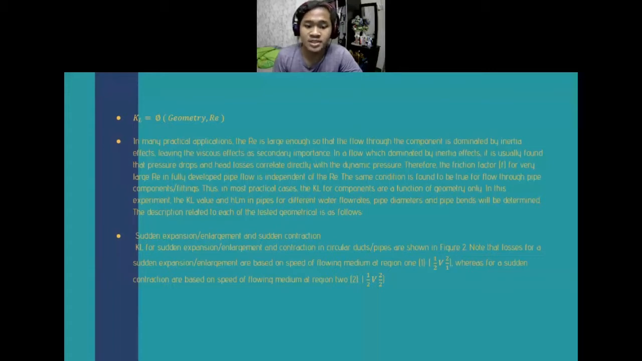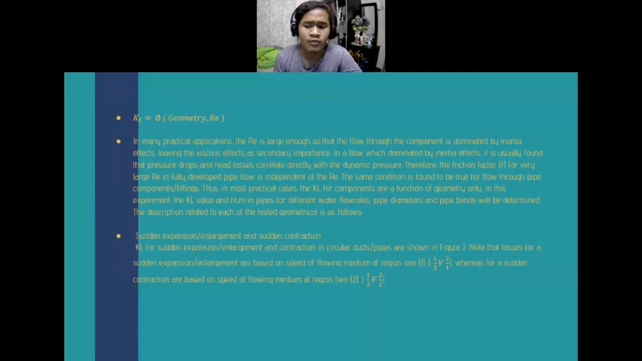Thus, in the most practical case, the KL for the component is a function of the geometry only. In this experiment, the KL value and SLM in pipe for the different water flow rate, pipe diameter, and pipe bend will be determined. So, for the sudden expansion or enlargement, KL for the sudden expansion and enlargement and contraction in circular duct or pipe are shown in figure 2.